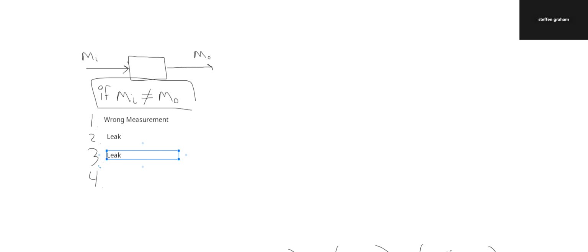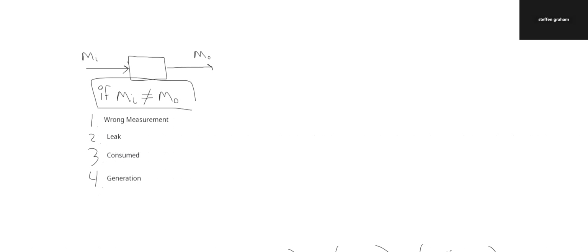The sand could be consumed by some reaction. Maybe there's a chemical reaction that happens inside the box that consumes some sand and turns it into air. Who knows? And then there's also generation. Maybe you put your sand in the box and all of a sudden you have more sand on the way out. There's a chemical reaction that produces more sand. So that's another possibility. These are the cases where your mass in does not equal your mass out.